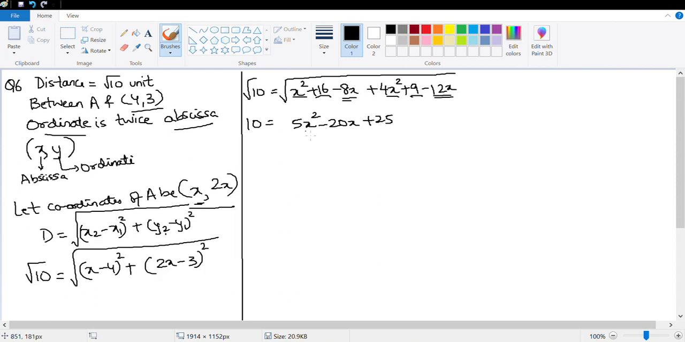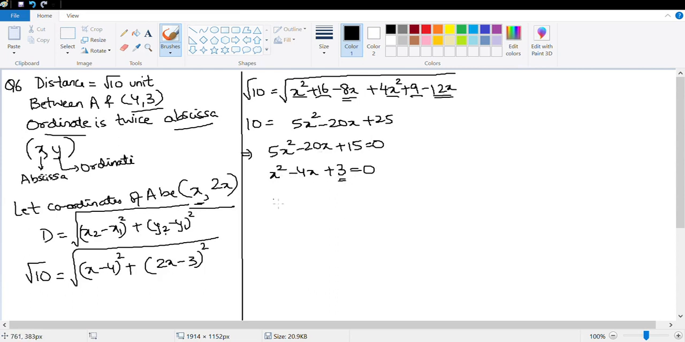So 5x square minus 20x plus 25. Let's take everything on one side. So I get 5x square minus 20x plus 25 minus 10, that's 15, is equal to 0. Divide both sides by 5 because all three terms have a common factor of 5. So it will be x square minus 4x plus 3 is equal to 0. I need to find factors of 3.